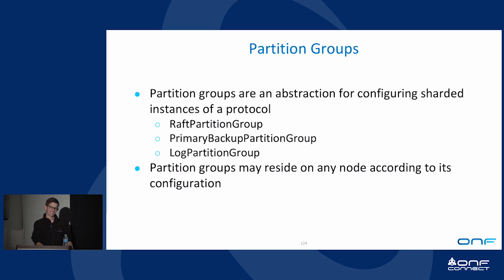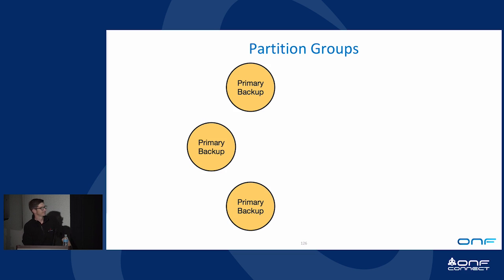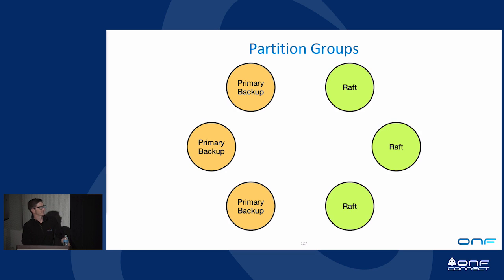And this is where we start to get into nodes' roles being defined by their configuration. And this is what a configuration looks like. So if you just add this configuration, a Raft partition group, then the node that's configured with this configuration is going to be a Raft node. And so what you can do is run different protocols on different sets of nodes in the cluster, right? You can run a cluster that's half primary backup nodes or half Raft nodes, or mix them all together, or do whatever you want.